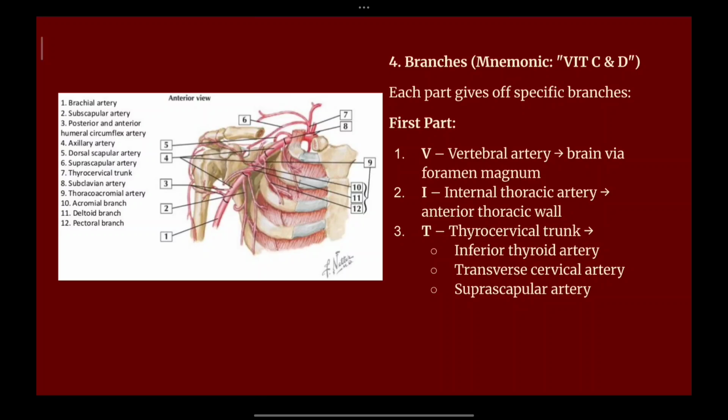Here, this internal thoracic artery acts as a blood supply to the anterior, that is the front region of the chest wall or the thoracic wall. Then we have T, which is the thyrocervical trunk. Here the thyrocervical trunk is dividing into different arteries. Thyro as in thyroid, cervical as in the cervical vertebral column. Now, the inferior thyroid artery supplies blood to the thyroid. The transverse cervical artery supplies the cervical vertebrae. Then the suprascapular artery supplies blood to the shoulder region.